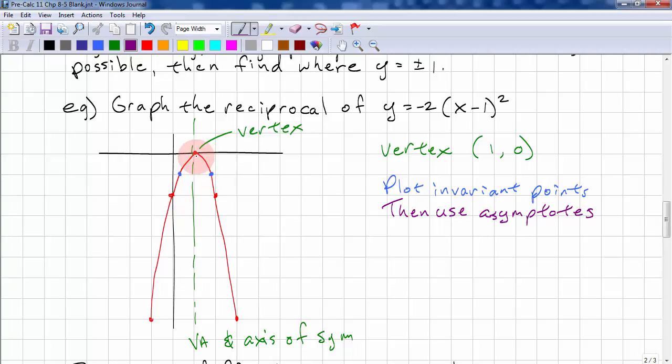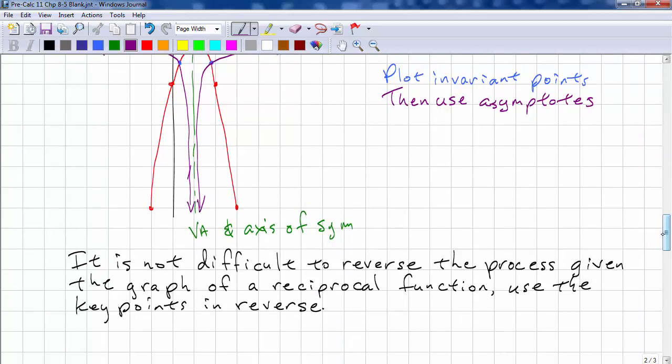Okay, this is approaching 0 from the negative side, so it's going to negative infinity. This is going to negative infinity, so we're approaching the horizontal asymptote from below. And we have symmetry here. And that completes that one. So it's not difficult to reverse the process. So if we're given the graph of a reciprocal function, we can use the key points in reverse to graph the quadratic function. And that's what we're going to look at next.